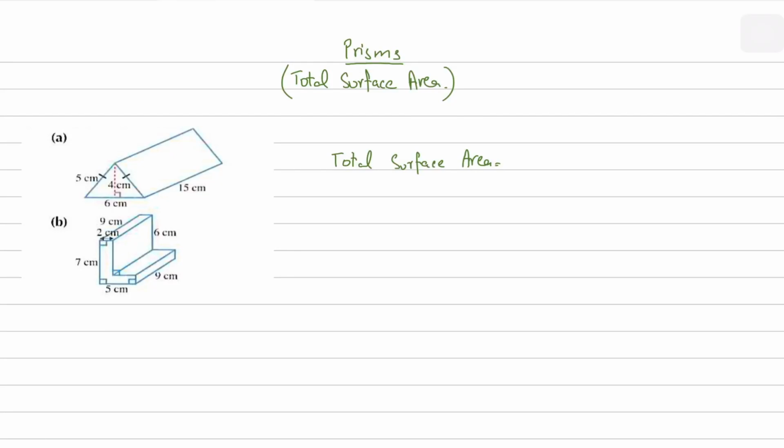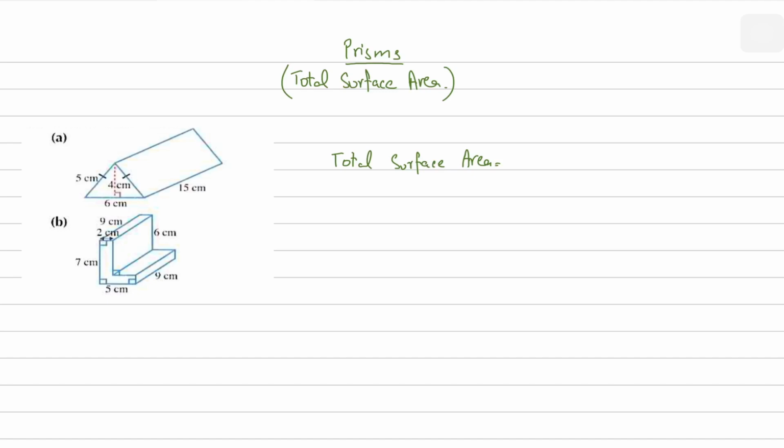Alright, in this video we're going to learn more about prisms, and particularly about how to calculate the total surface area. The first thing we're going to do is write down the formula, then understand what's what in the formula, and then learn how to apply it with the help of a couple of examples.